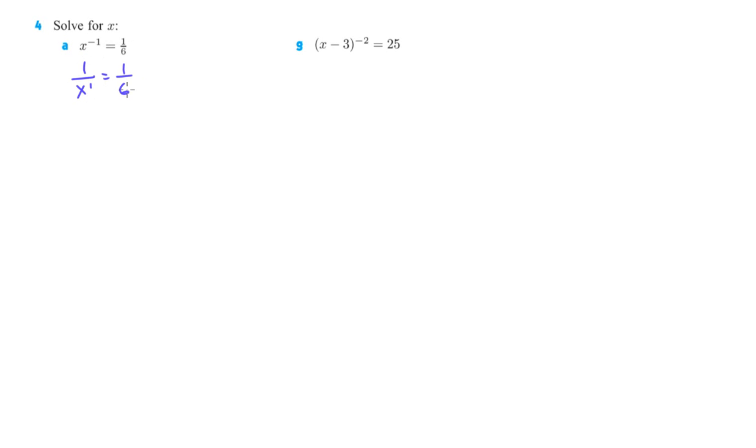Equals 1/6. And now that I have this, I'm just going to cross multiply. So I end up getting 1 times x to the first is just x. 1 times 6 is 6, so x equals 6. Okay. This one here, same idea.